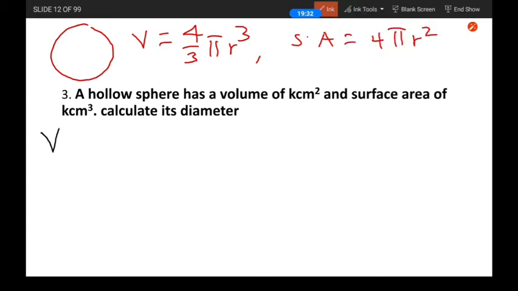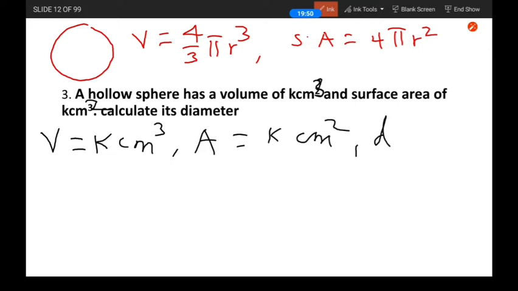That means the volume is K centimeter cube. Pardon me, this is centimeter cube. And surface area, that was a mistake. Surface area of K centimeter squared. Calculate its diameter. Very good.